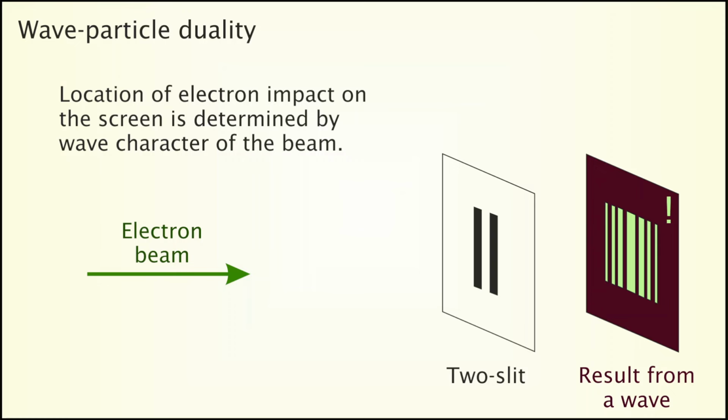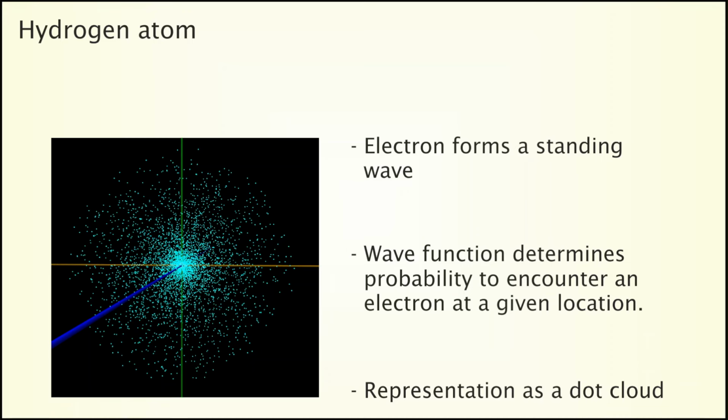Actually, the probability to find an electron at a given position is determined by the wave character. This is precisely the wave character of the beam. When we go back to our hydrogen atom, which has one electron in its envelope, then for this envelope as well, there is a particle-wave duality. So this is a particle, but it's also a wave. And this wave, again, is determining the probability to encounter this electron at a given position.